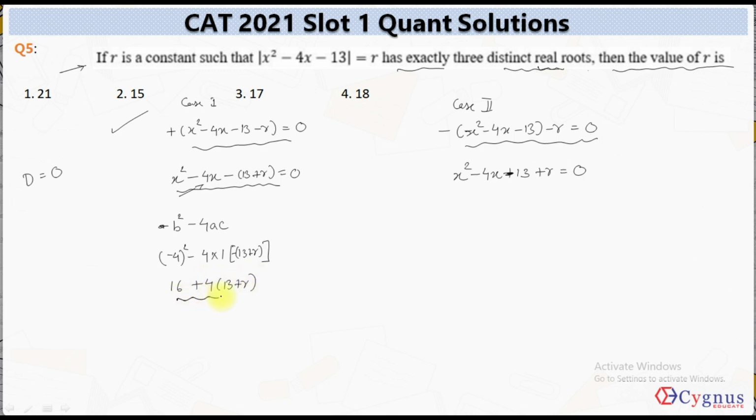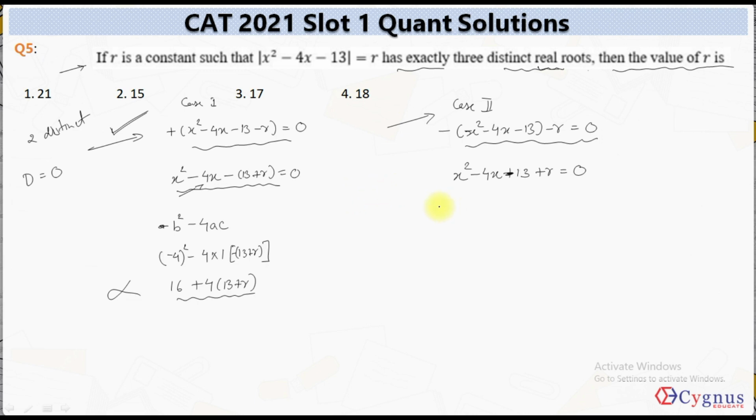Can it be equal to 0? If you look at the options, all the options are positive. That means value of r is positive. So this can never become 0. That means this case will never give you equal roots. So this case will give you 2 distinct roots. That means I'll get 2 equal roots from this case.